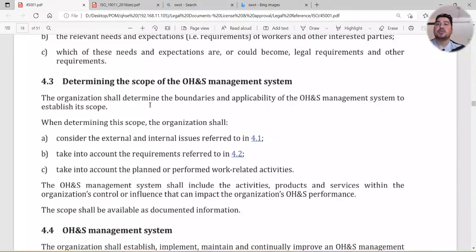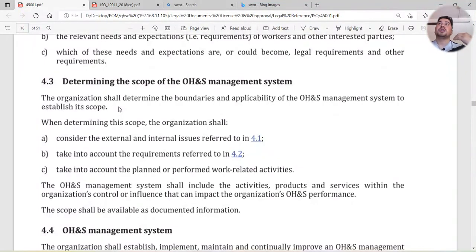After determining the scope of the occupational health and safety management system, the organization shall determine the boundaries and applicability of the occupational health and safety management system to establish its scope. Clause number 4.3 is particularly asking you about the scope of your business. What is your scope? What are you doing?